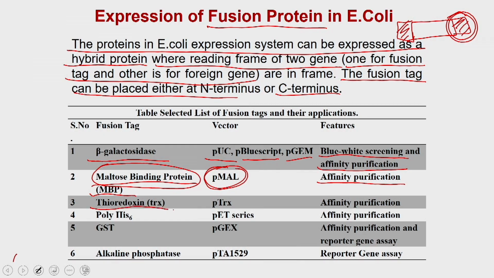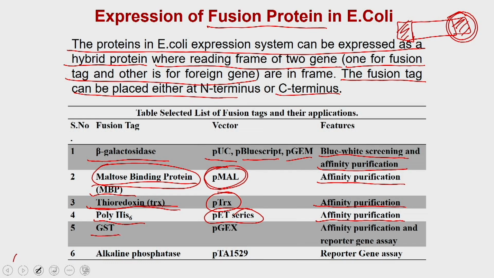Similarly, you have the thioredoxin, or TRX, as a fusion tag. The vector you can use is called pTRX, and it has the advantage that you can use the thioredoxin tag in affinity chromatography. Similarly, you have the polyhistidine tag, and a couple of pET series vectors can be used for it, and you have the advantage that it can be used in affinity chromatography.